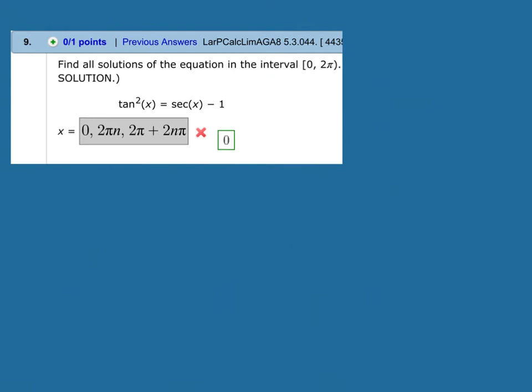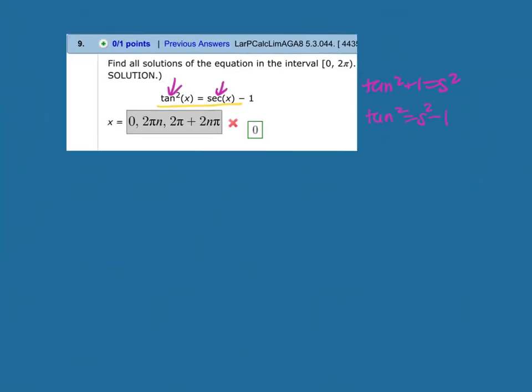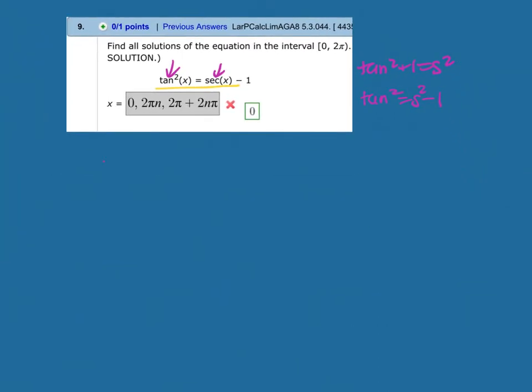All right, number 9, this was Aaliyah. Okay, so tangent, this one you've got to replace, and I can't replace just secant, I have to replace tangent. So remember, tan squared plus 1 equals secant squared. So if I want to replace tan squared, it's secant squared minus 1. So this becomes secant squared x minus 1 equals secant x minus 1. I changed your color, sorry.